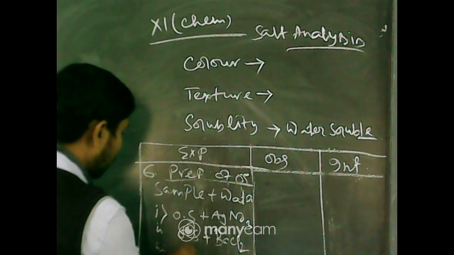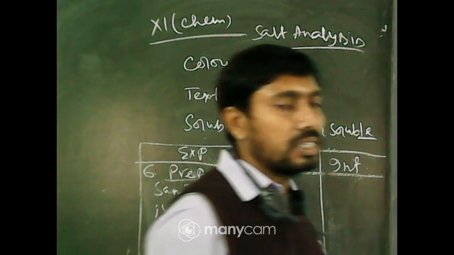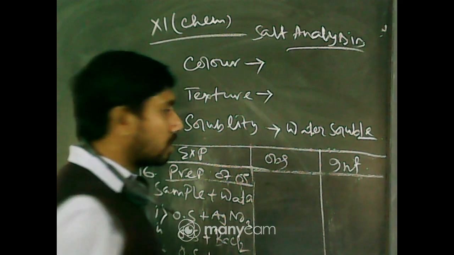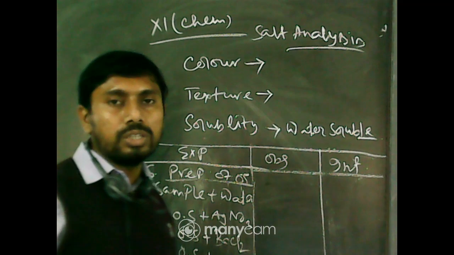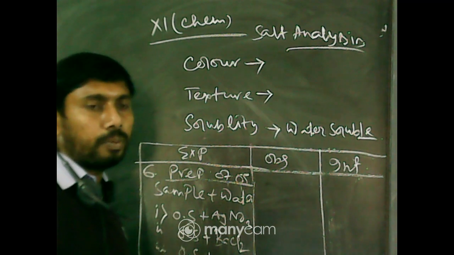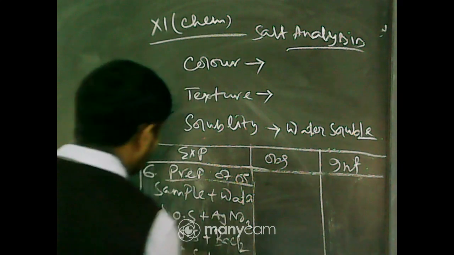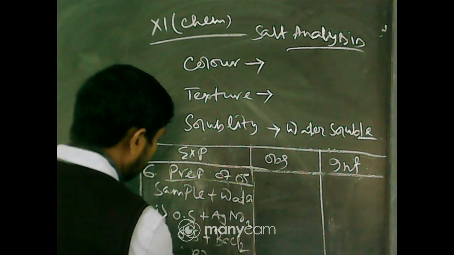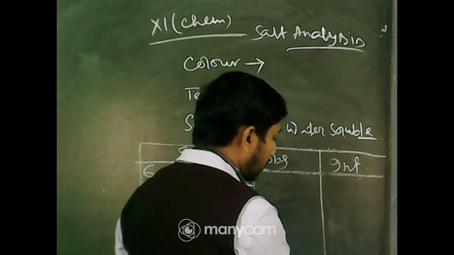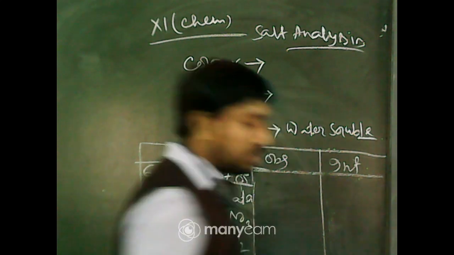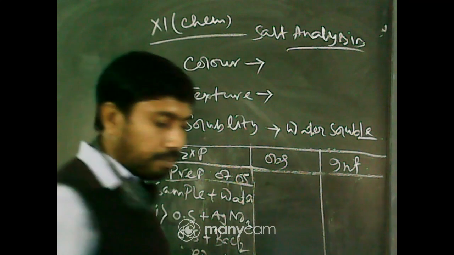Number 3: OS, this is the test for nitrate. For this, the ring test should be done. In OS, first of all we have to add ferrous sulphate, and then concentrated sulfuric acid should be added dropwise through the wall of the test tube, so that a brown ring is formed. So, number 3 is the ring test. If the ring is found, then nitrate is present, other than chloride or sulphate. So, this is the test for anions.